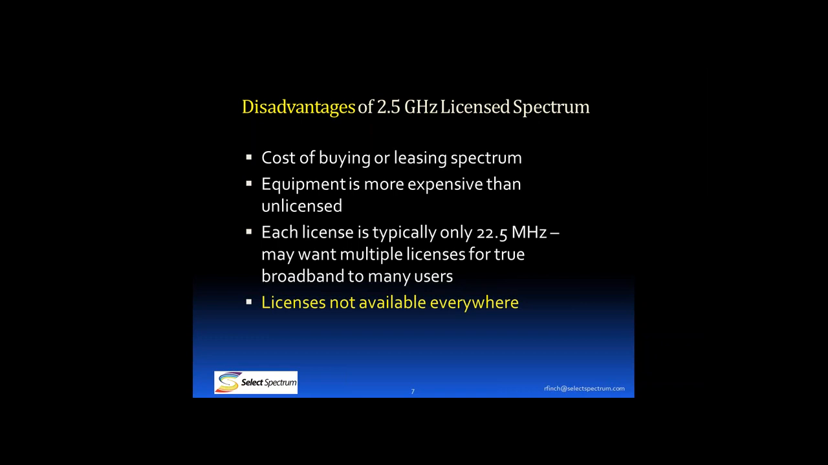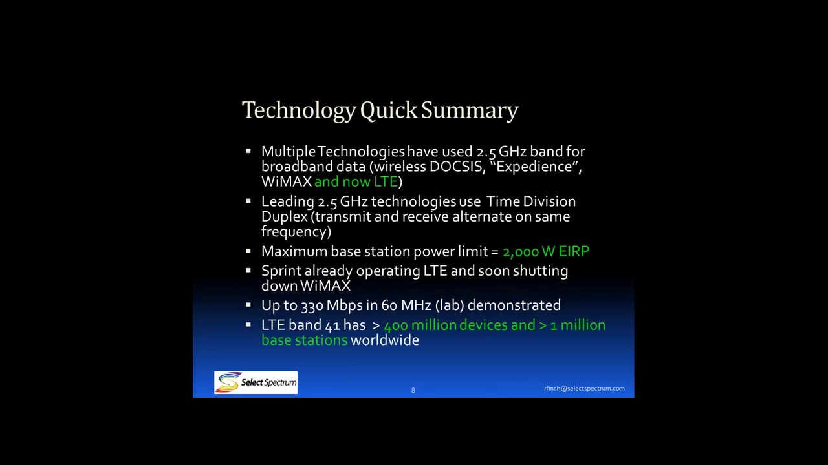There's only 22.5 megahertz in a typical license. So we usually find that most operators want to have multiple licenses in order to operate successfully. And I'd say the biggest disadvantage, as we'll show on this map showing the potentially available licenses, is that it's just not available everywhere. It's more available in rural areas than urban areas, but between the fact that there are areas that are unlicensed and the fact that many of the licenses are controlled by existing operators, it can be difficult to acquire these licenses in the exact areas you want.